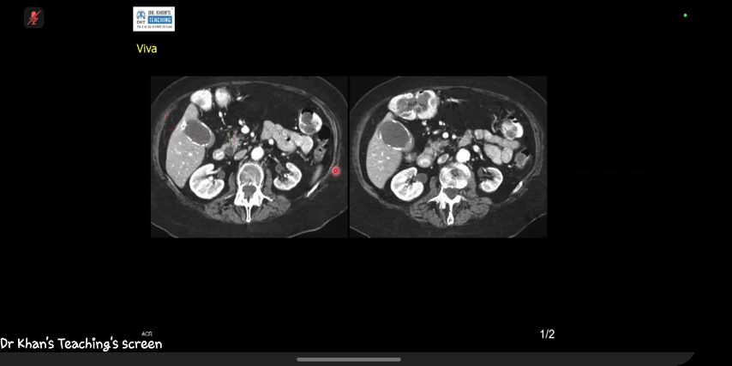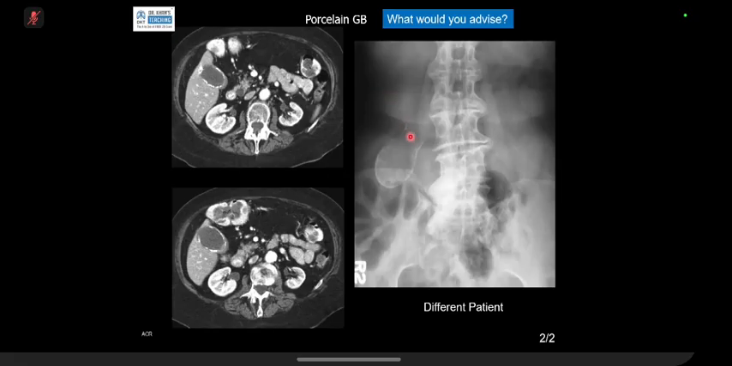Porcelain gallbladder. What will you advise? Classical exam question. Cholecystectomy, because there is a rate of malignant transformation. I read about it once, and all of the studies which show us this are 15, 20 years old. In the latest studies in the last 10 years, not a single study has proved that this is pre-malignant. But still nobody is brave enough to change it. I think we are heading towards that. In any case, you should remember that this is porcelain gallbladder, and you have to say that I will advise a cholecystectomy. And this is a porcelain gallbladder on a plain film.